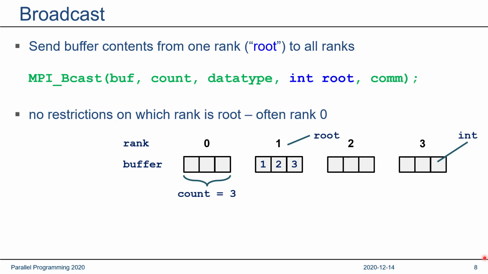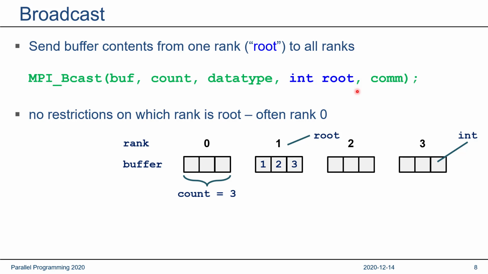The broadcast is interesting, however. It sends the contents of a buffer from one rank, which is called the root or the sender, to all ranks. It requires the buffer as the first argument, the count, the length of the buffer, the data type you want to send, the root, and the communicator. So this root is a special rank which functions as a sender. Everybody else who is not root is a receiver in this operation.